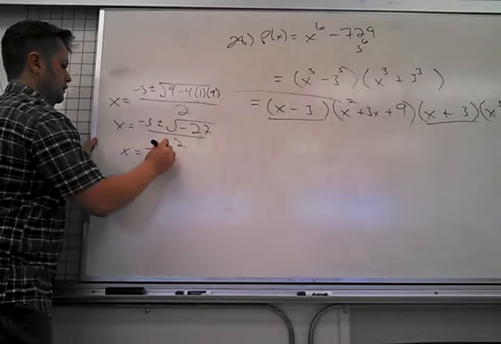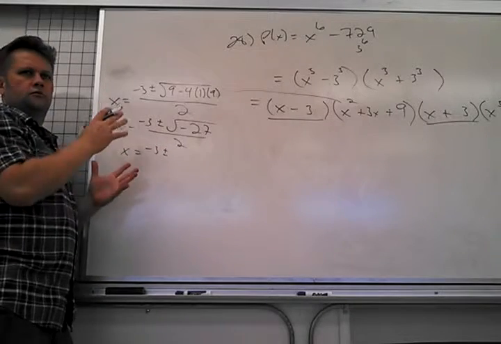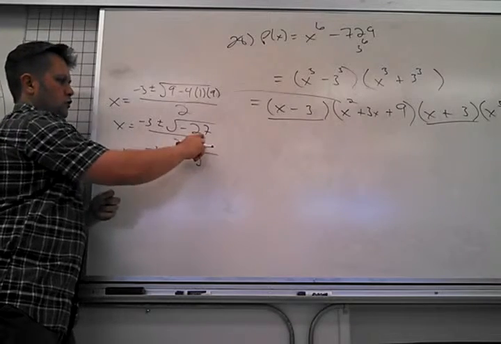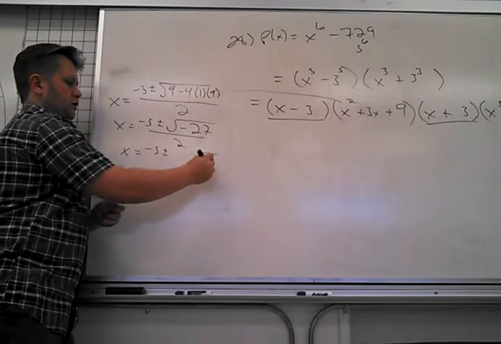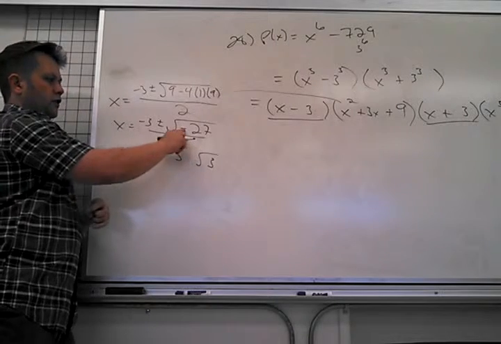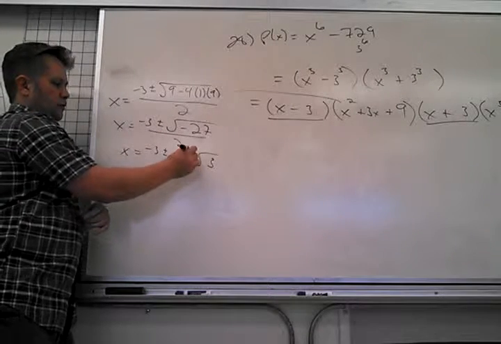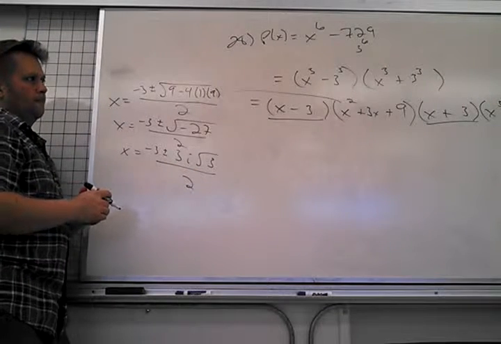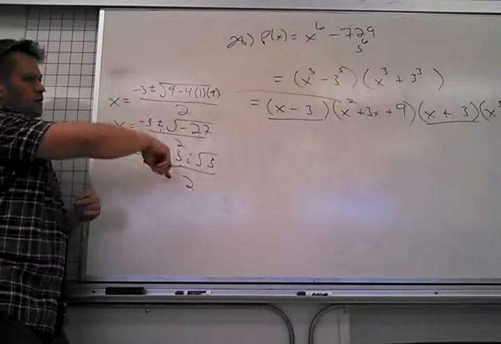What's one thing you can do with this? Simplify this a bit, right? 27 is 9 times 3. I can't take the root of 3, but the square root of 9 is 3. And for the negative, I pull out i. And you can do the same kind of thing for the other guy.